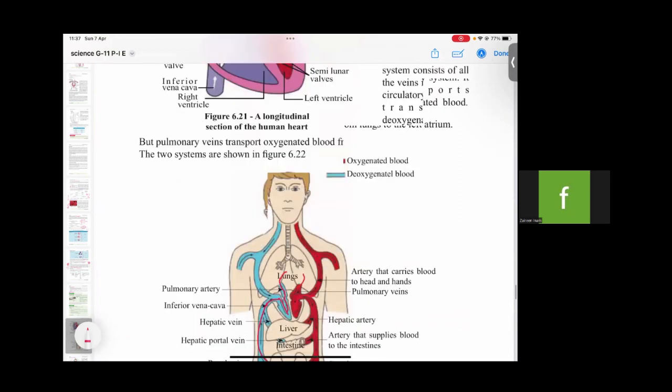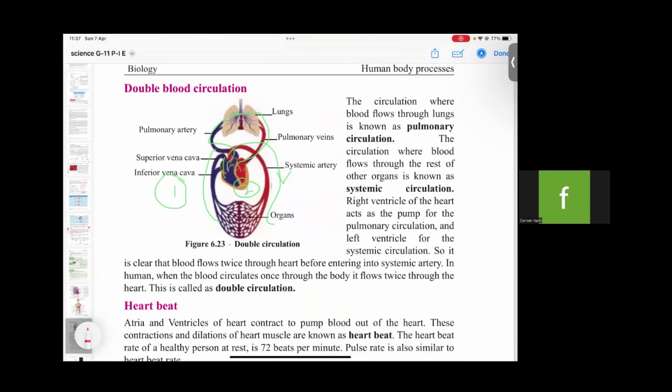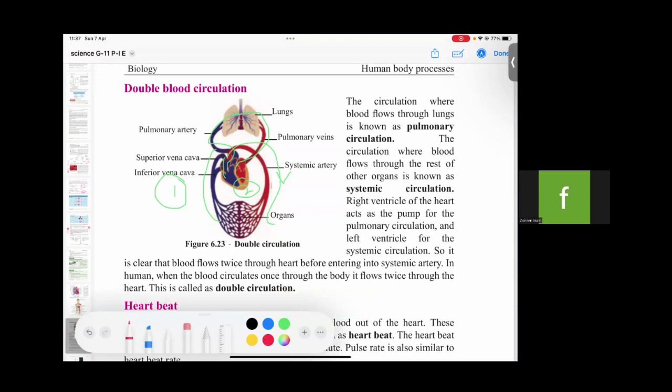Then our body has double blood circulation. I think only humans have that. Double blood circulation means we have systemic circulation as well as pulmonary circulation. Pulmonary circulation is between the lungs and the heart, and the systemic circulation is between the heart and the other organs of the body. Now pulmonary circulation, we can learn it using this picture.